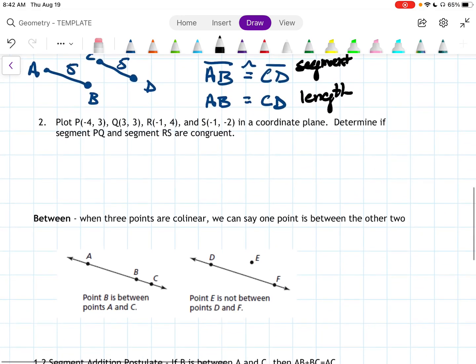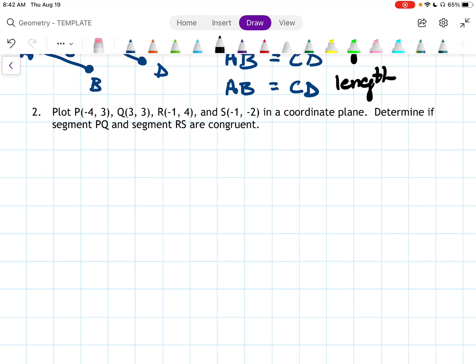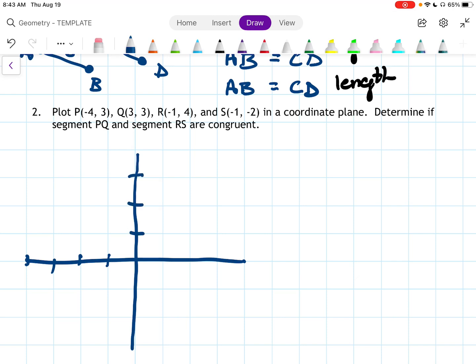All right, moving on to number 2 here. Let me get us some more space. We're going to plot these points in a coordinate plane, and then we're going to determine if segment PQ and segment RS are congruent. So let's draw a little coordinate plane. P is at -4, 3. So I'm going to go 1, 2, 3, 4, and then up 3, 1, 2, 3. Here is point P. Q is at 3, 3, 1, 2, 3, 1, 2, 3. Here's point Q.